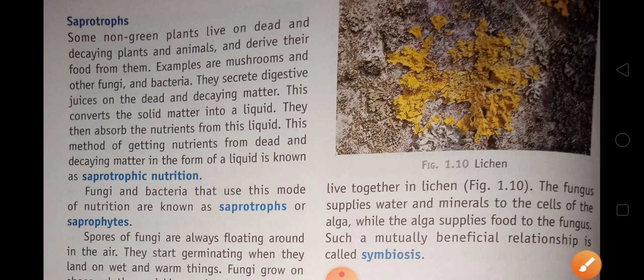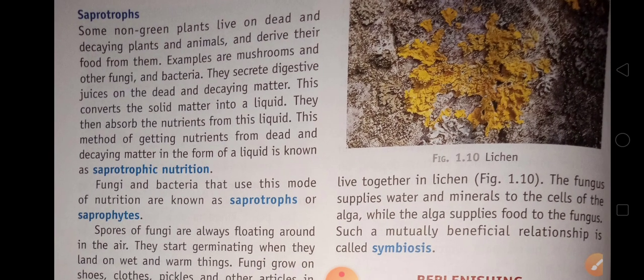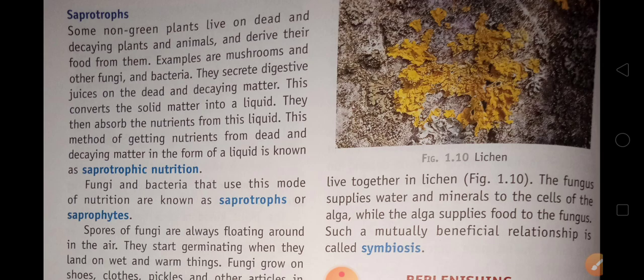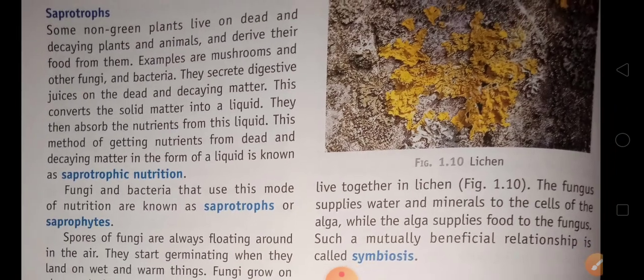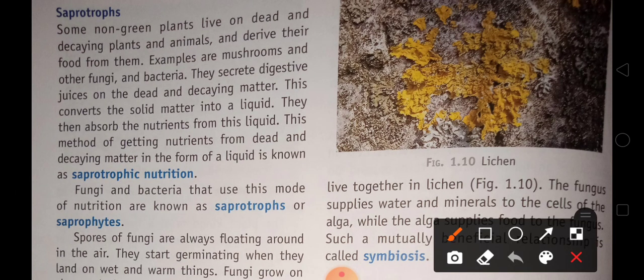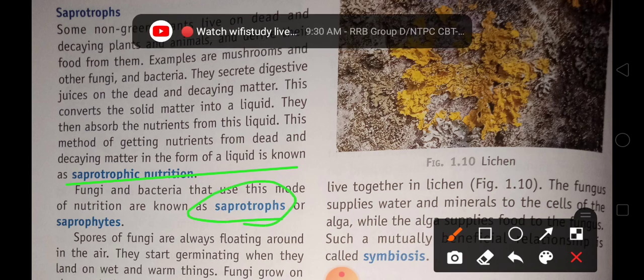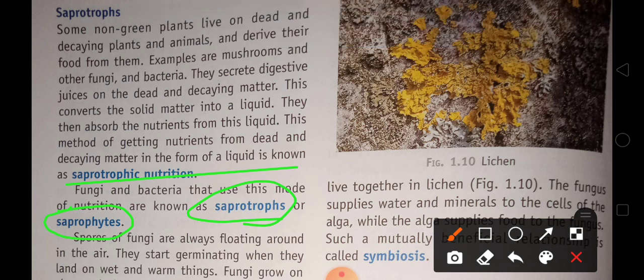What is saprophytic nutrition? Saprophytic nutrition is the method of getting nutrients from dead and decaying matter in the form of liquid. Fungi and bacteria that use this method of nutrition are known as saprotrophs. So fungi and bacteria are known as saprotrophs or saprophytes.